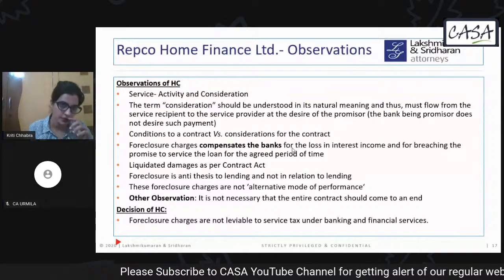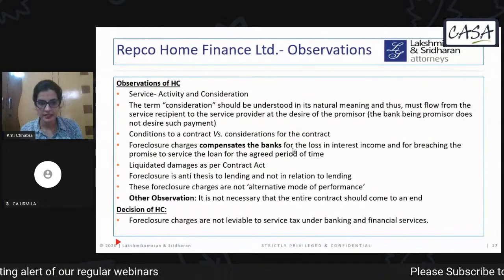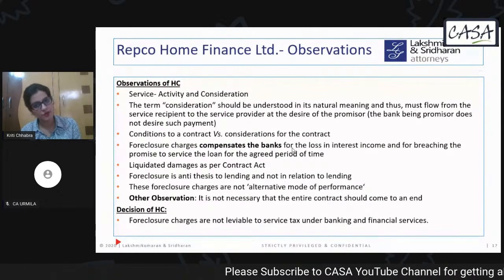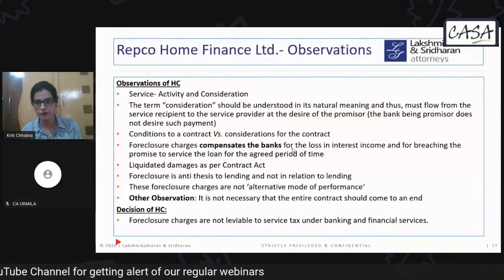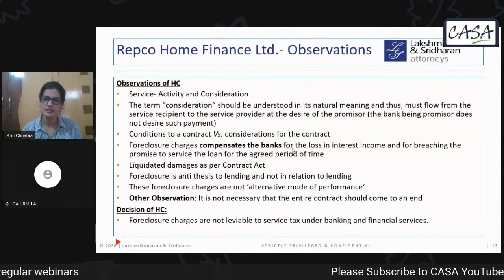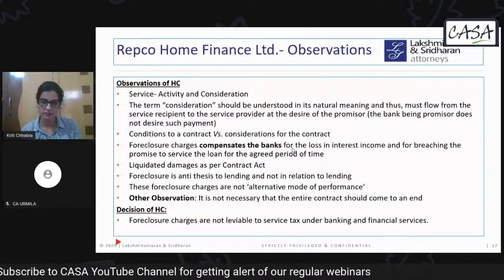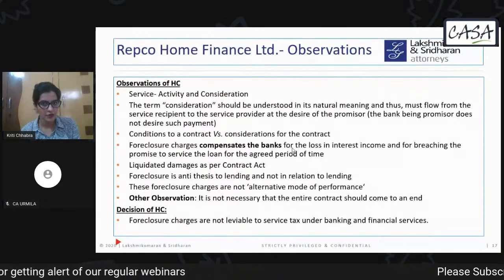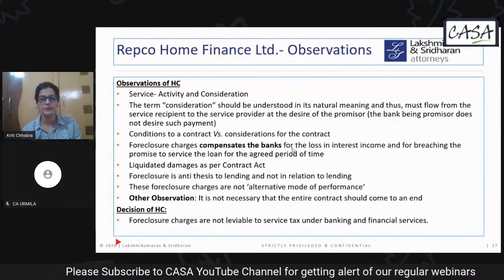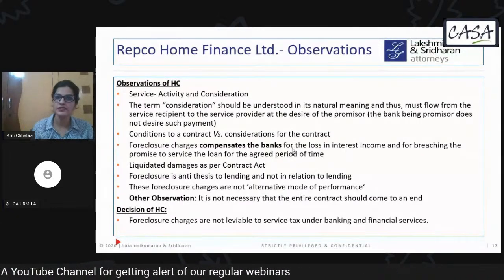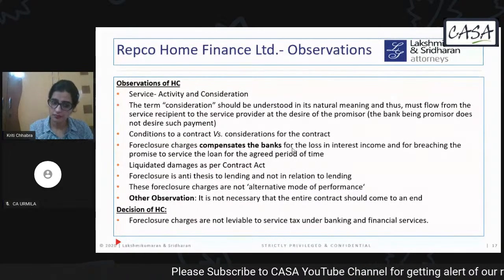So this is the main observation of the CESTAT, that these foreclosure charges are in the nature of compensation. These are basically liquidated damages as per the Contract Act to make good the loss occurred to the bank. Since the bank, when giving you a loan, had initially expected this much amount of interest for the entire period of time, and may have incurred certain expenses to earn such income also. However, now when you are discontinuing with that interest income, the expectation or opportunity loss has been caused to the bank. So to correct that loss incurred by the bank, this compensation is being paid to the bank. Therefore, these are nothing but damages in nature, liquidated damages in nature. Also, the court observed, one, this is not consideration. Another, there is no activity.